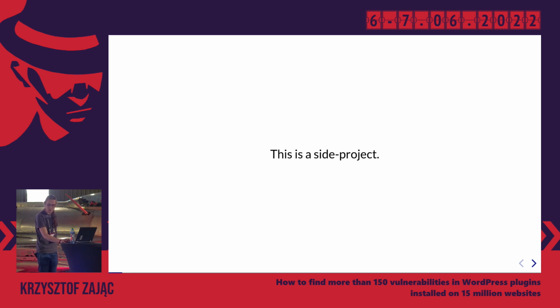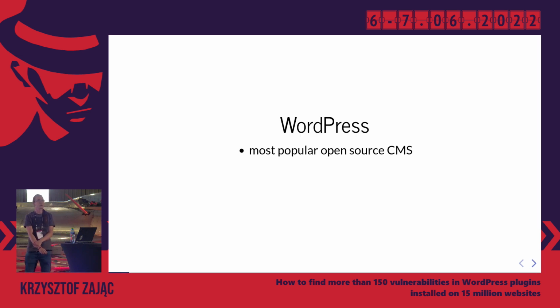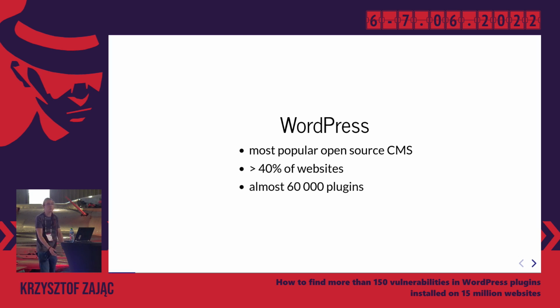All right, what is WordPress? This is the most popular open source content management system, which is installed on more than 40% of websites, and you may extend it with almost 60,000 plugins. And the plugins provide various types of features. They provide statistics, they provide image galleries, they may convert your WordPress site into an e-commerce site, an online store, provide various types of functionalities.